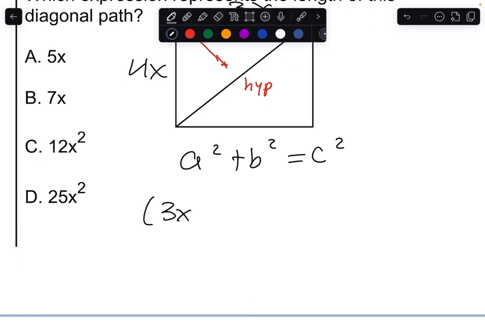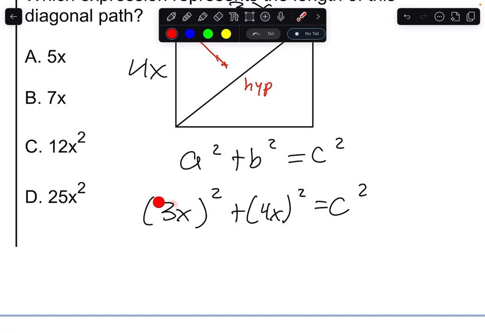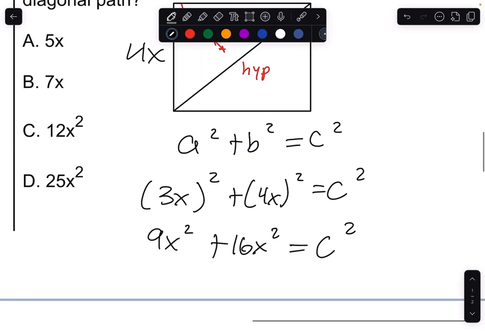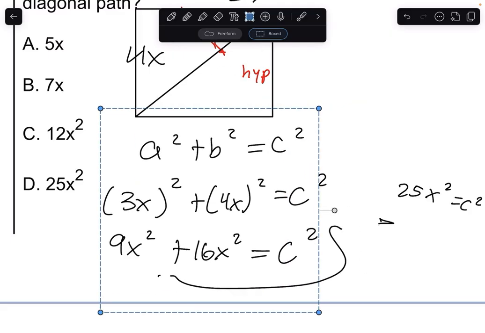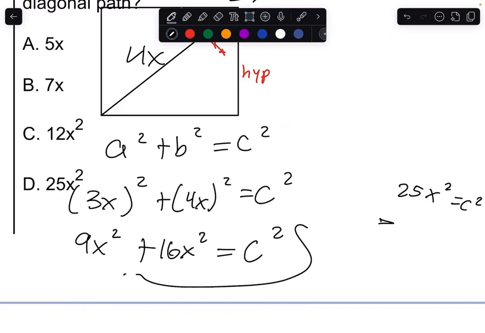Be careful, because it's 3x squared, 4x squared. That squared applies to the 3 and the x. So there's not just 9x, it's 9x squared, 16x squared. Combine 9x squared and 16x squared to be 25x squared. I am running out of space, oh man. But that would end up being the square root of c squared, and the square root of c squared in that case would just be c, which we love.